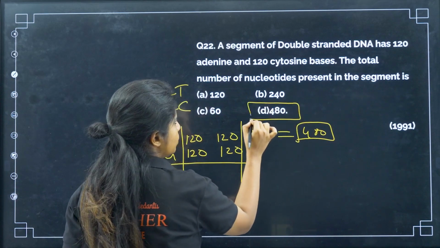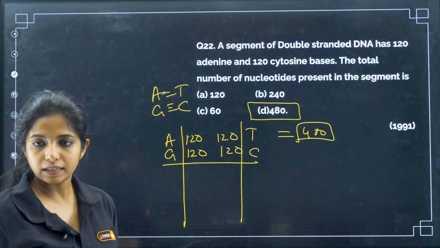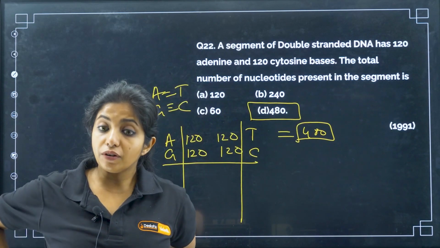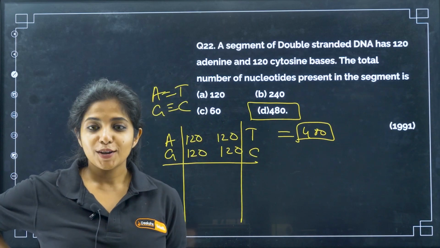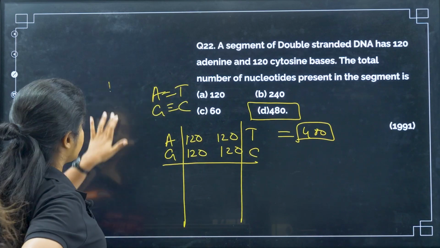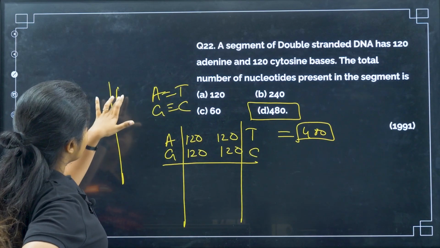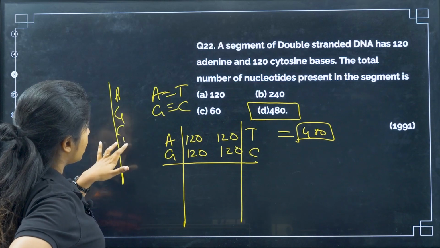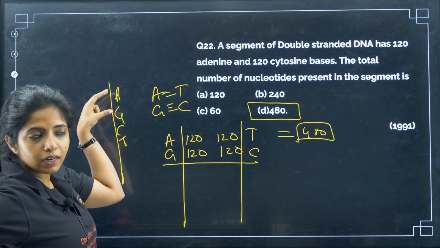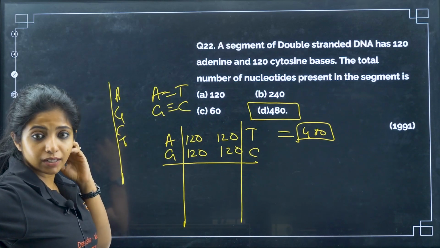So hence your answer would be 480. A segment of double-stranded DNA. If it is mentioned single-stranded DNA, then you cannot say. A single-stranded DNA can have any number of adenine, guanine, cytosine and thymine, we never know. Even if it's given adenine this much, tell the amount of thymine, I do not know.